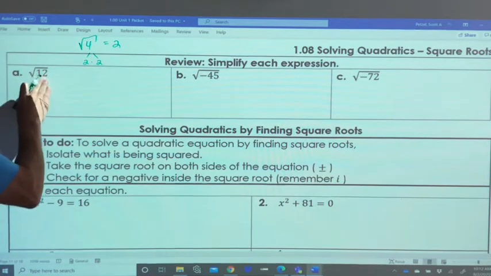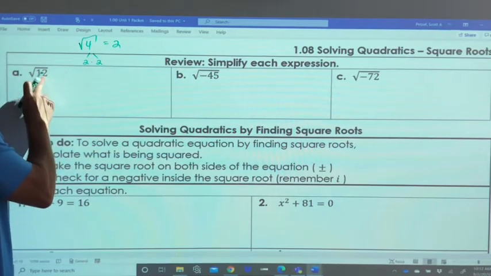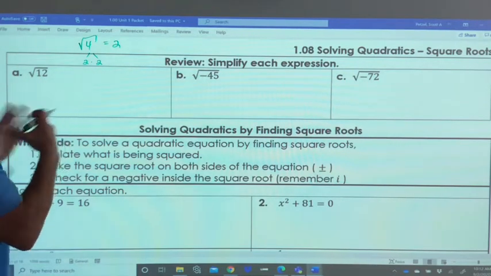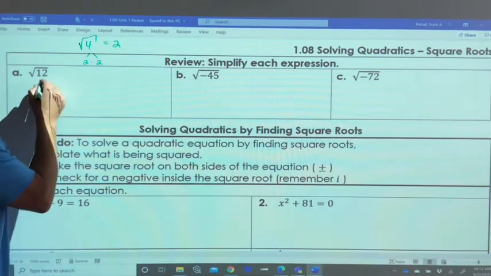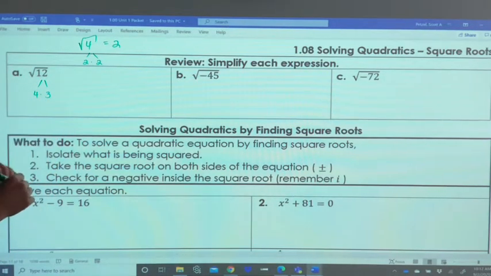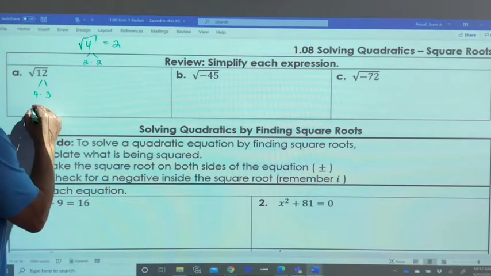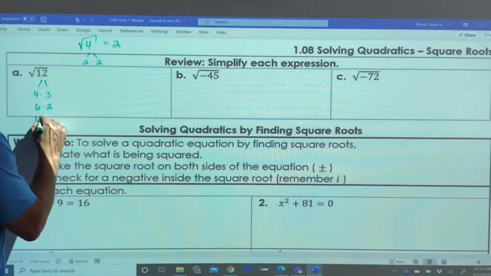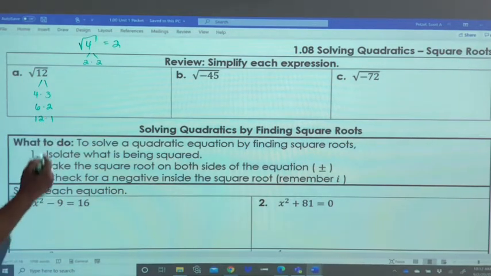So when we do this with 12, we know that there's no number that multiplies by itself to give me 12. So 12 isn't a perfect square, so we have to find what numbers can multiply to give me 12, and are there any perfect squares in them? So we have 4 times 3, 6 times 2, or 12 times 1. Well, the only one that has a perfect square is that one.